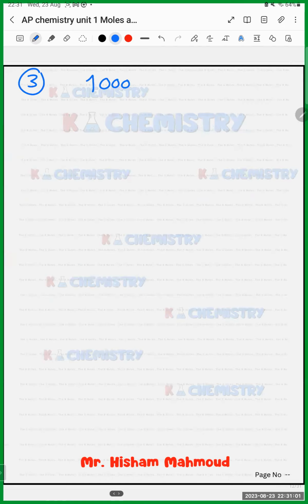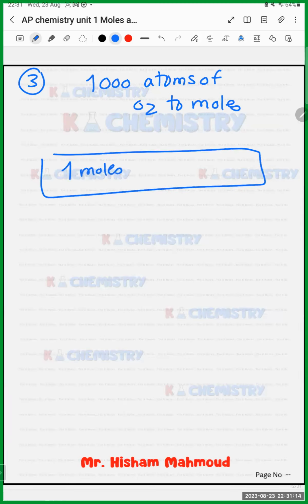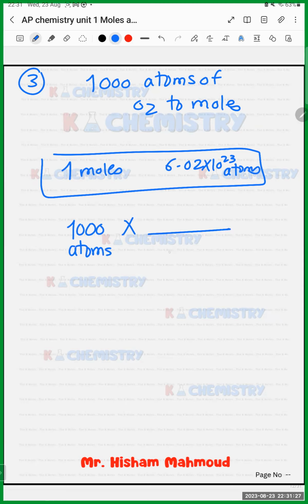The third example, this is number 3, that was number 2. I need to convert 1,000 atoms of oxygen to moles. We know that in 1 mole, there is 6 multiplied by 10 to the power of 23 atoms. So again, 1,000 multiplied by, is it 1 or 6.02? This is 1,000 atoms, so the atoms should be down here, 6.02 multiplied by 10 to the power of 23 atoms, and put the moles here.